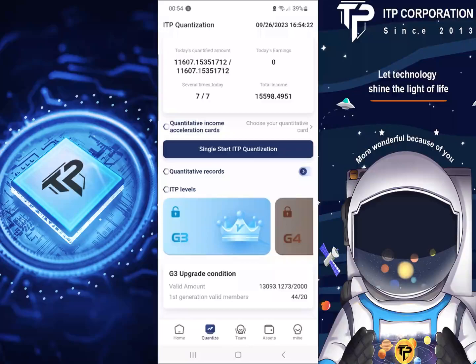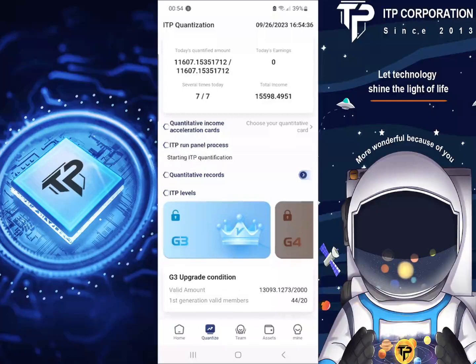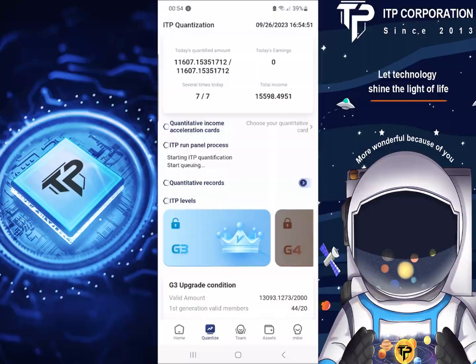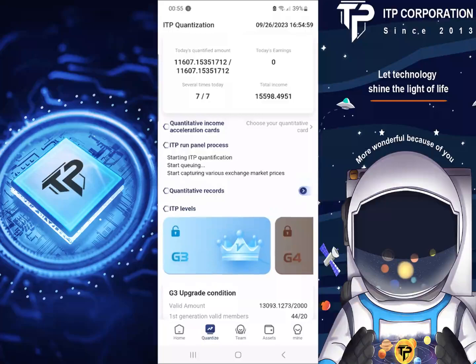Now, just above the middle, you'll see a big blue button which says Single Star ITP Quantization. I'm going to press on that. You'll see it says starting up ITP quantification. This is the method of trading that ITP uses. It uses artificial intelligence to do that, which we'll look at as we go through. Right, it's starting to queue up all the exchanges around the world which sell cryptocurrencies. Right, it's starting to capture the market prices from those exchanges.